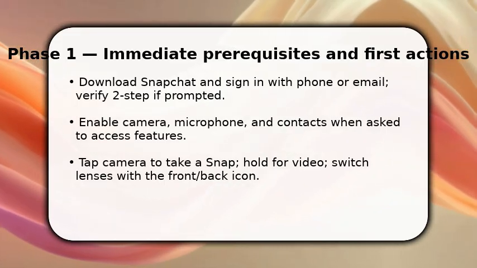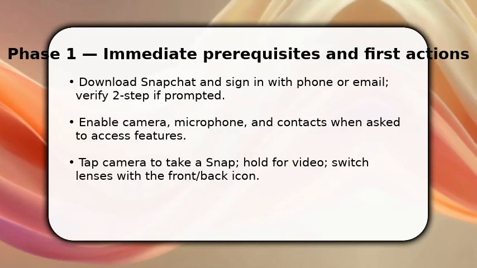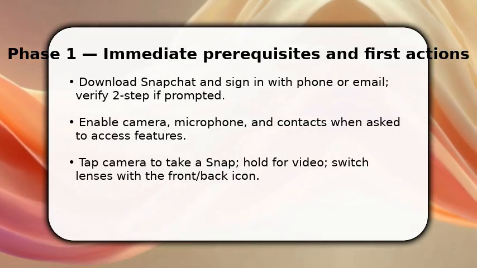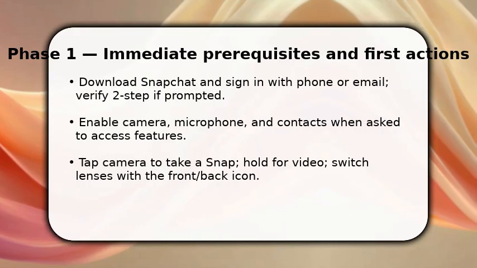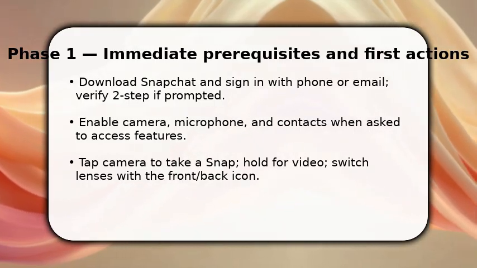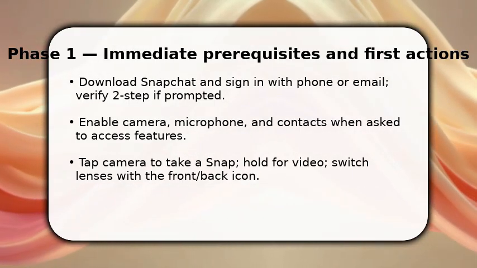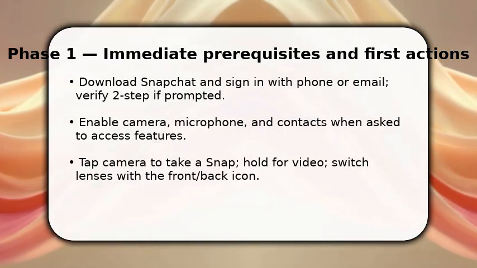Tap the big circle to capture a photo, or press and hold for video. This records until you release. Once done, switch between front and back cameras with the icon and explore lenses by tapping the smiley. This prepares you for composing your first snaps.